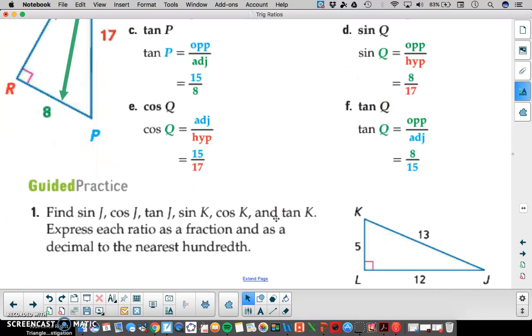Okay. I want you guys to try this example. You're going to find sine, cosine, and tangent of angle J and sine, cosine, and tangent of angle K.